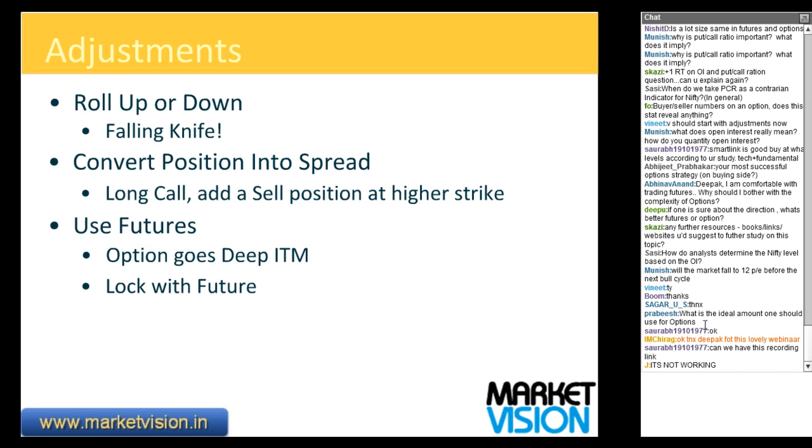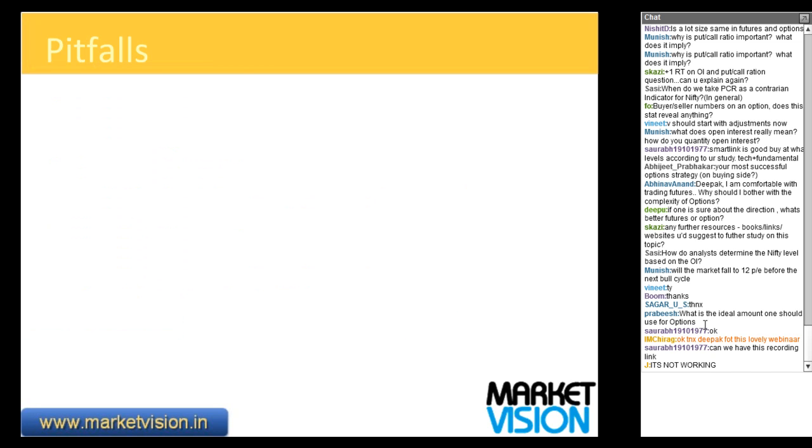I talked about using futures. Converting the position to a spread is, let's say I'm long a 600 call and the stock goes up, I'll go short the 650 call. Essentially I paid 10 rupees premium for a 600 call, the stock goes up, the 650 call now has 10 rupees premium, so I will sell the 650 call and take another 10 rupees. That's the second thing that I can do for adjustments. Unfortunately I'm running out of time, so I can't do much.